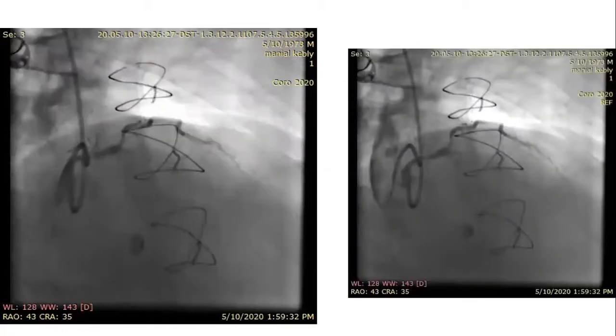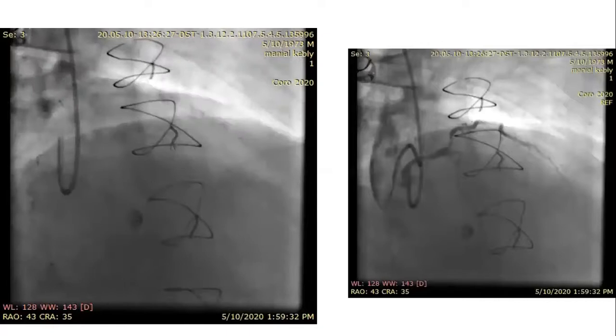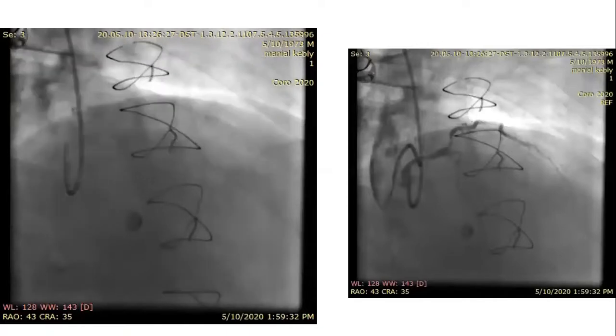In the cranial view, we can appreciate also the significant disease in the left main, as well as the extent of the disease into the proximal LAD and the ostium of the diagonal branch, as you can appreciate here in this still image. The right coronary artery, as we mentioned earlier, is totally occluded at its mid segment. And this is the graft to the right coronary artery. It is totally occluded.